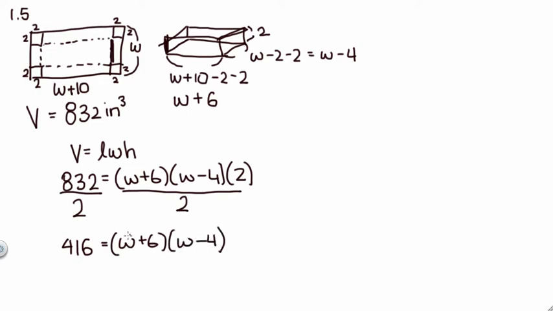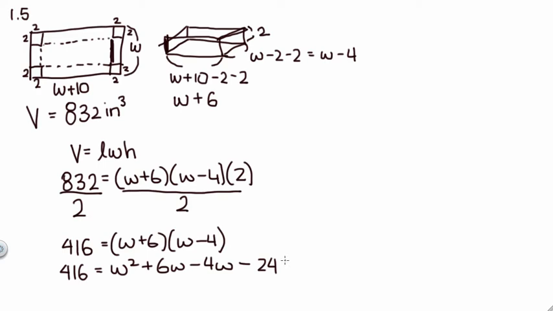Now I can multiply. You can use the box method, distribute using the distributive property, or do vertical multiplication to get this part down. And I have 416 equals w squared plus 6w minus 4w minus 24.